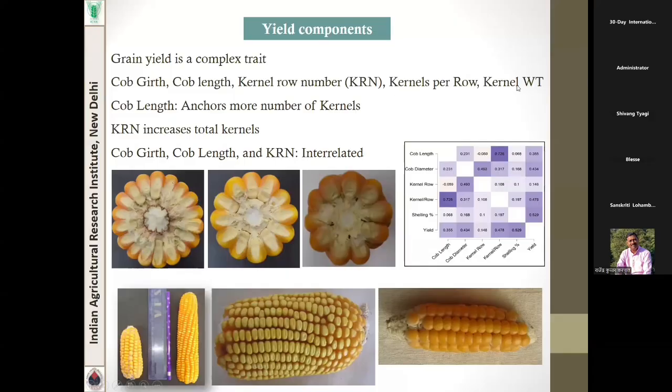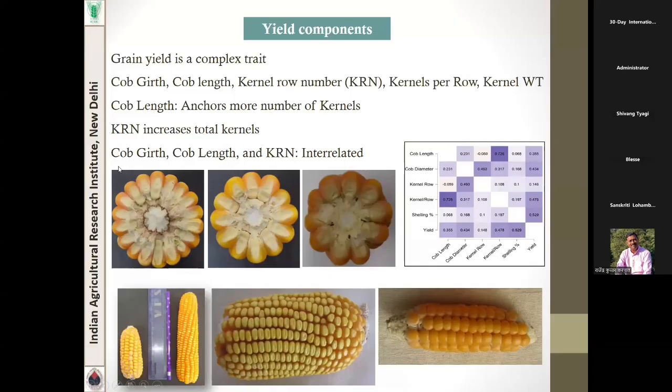And maybe kernels per row, kernel weight, and all those things will matter. They indirectly depend on each other. When kernel row number increases, there may be a slight reduction in the kernel weight or kernel size. But when you increase the cob length, it will again give space for accumulation of kernel rows and kernels, so that the yield can be stabilized or maintained.